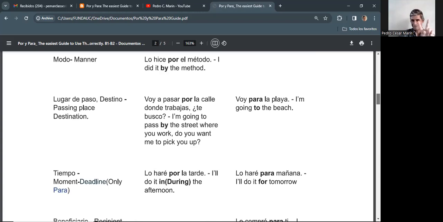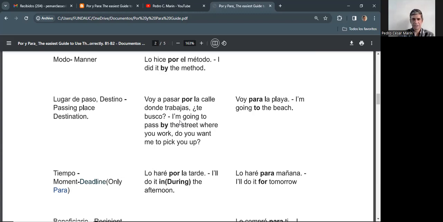Next one, you can use the two of them, different purpose. Lugar de paso. When we're passing by, voy a pasar por la calle donde trabajas. It's just context. The only important part, pasar por la calle. I'm going to pass by the street where you work.